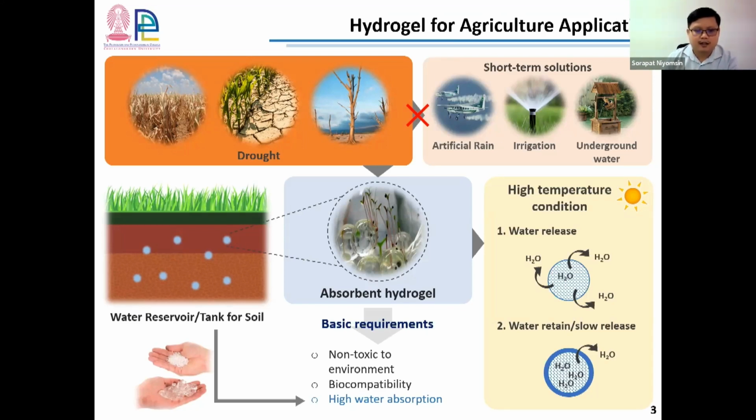even at high temperature. The basic requirements of a hydrogel that can be used in this application are that it should be non-toxic to the environment, biocompatible, and hold high water content inside the structure. Normally at high temperature, water tends to evaporate out. What if we have something coated on the hydrogel to protect the water and release it slowly? It would be better.